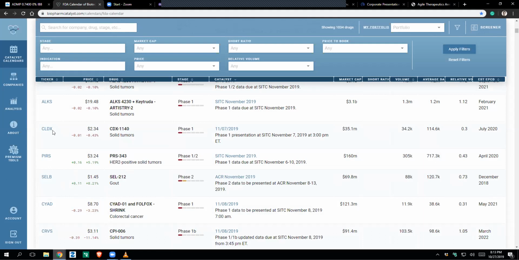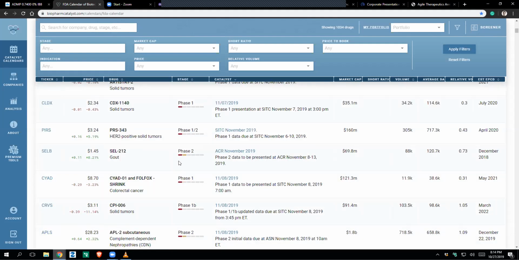Pairs. This one also a lot of people follow. I'm going to look at this one too. They have phase one data, HER2 positive solid tumors, at SITC. So I'm going to look at this. Selecta Biosciences, I'm going to look at this one too. Selecta Biosciences, I own a small position. They are doing this study, phase two data in gout, SEL-212, and they're going to be presenting this at the American College of Rheumatology, November 8 to 13th.